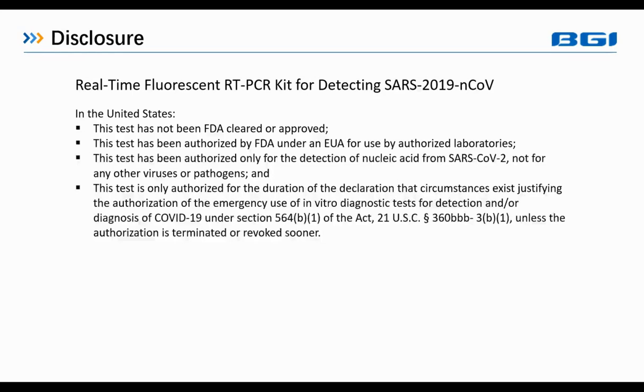Our kit name is Real-Time Fluorescence RT-PCR Kit for Detecting 2019-nCoV. In the United States, this test has not been FDA cleared or approved, but has been authorized by FDA under EUA for use by authorized laboratories and only for detection of nucleic acid from SARS-CoV-2 under the EUA declaration.